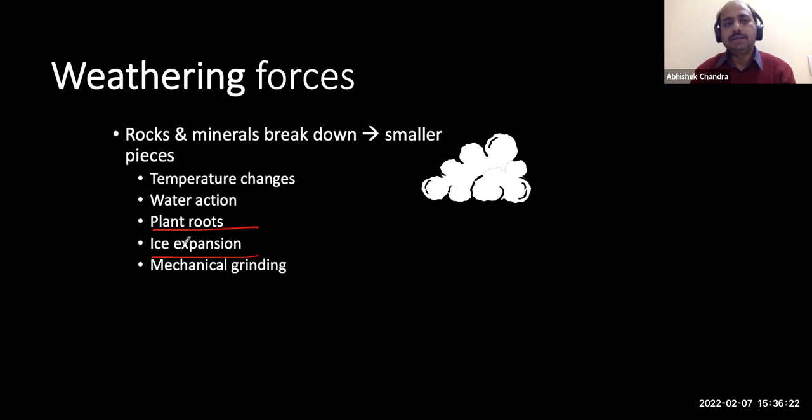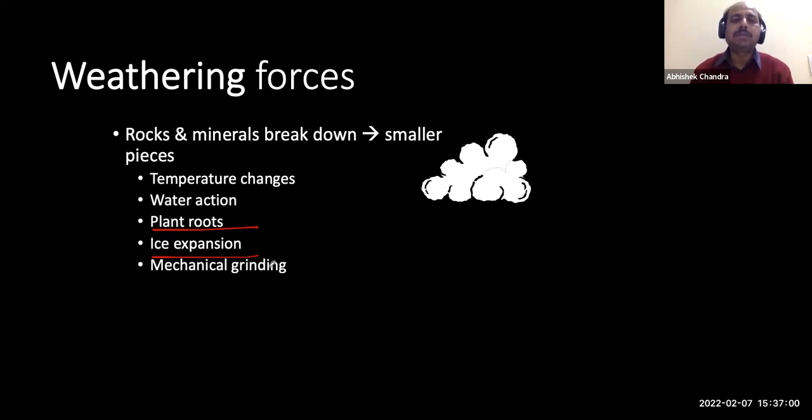It is called physical weathering. Now water action: water is made up of two components, H ion and OH ion, and rock is made up of carbonate, phosphate, and sulfate. When H ion reacts with carbonate, carbonic acid forms; with phosphate, phosphoric acid; with sulfate, sulfuric acid develops. When the acid reacts with the body of the rock, the rock becomes fragile and broken. That is chemical weathering.